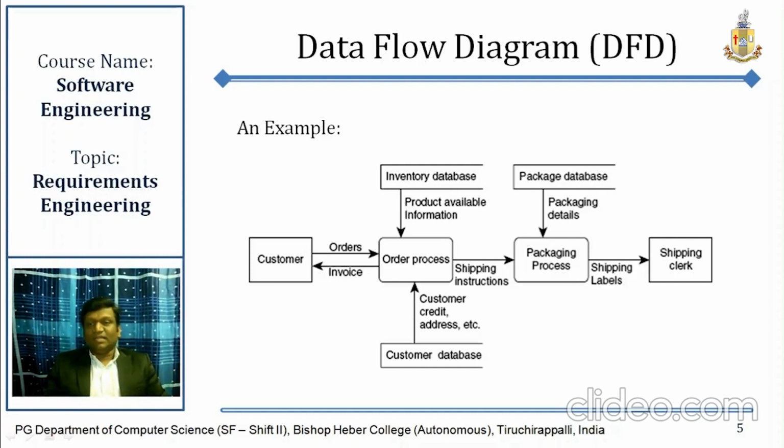In between you can see the rounded rectangle, which shows the process where the order from the customers will be processed and then given to the next process or next destination. And the open-ended rectangles, inventory database, package database, and customer database, are all databases where the information will be stored. So these are the repositories, mentioned by the open-ended rectangle, and the arrow marks show the data flow. Through this diagram we can understand how the data flow diagram can be depicted.